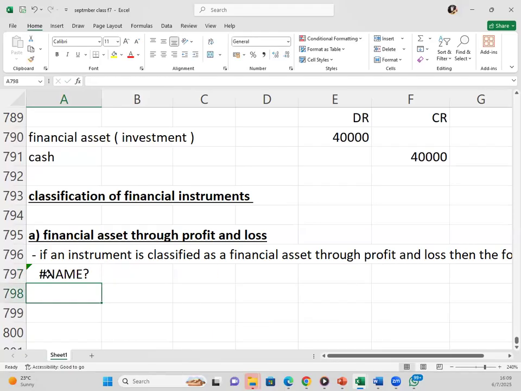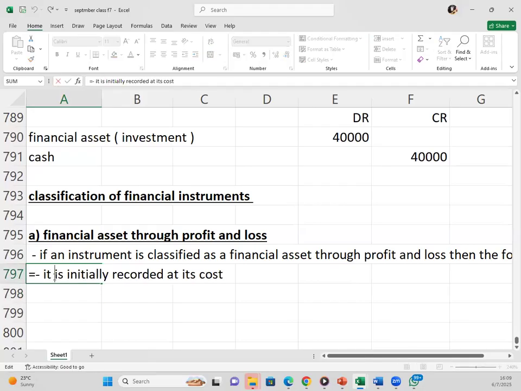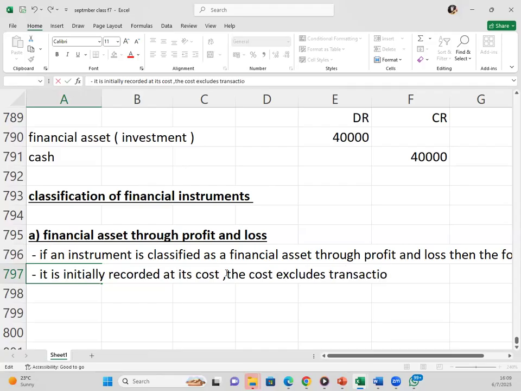So this instrument is a financial asset through profit and loss. In your business, you initially record it at cost. And let me add to this: the cost excludes transaction costs.